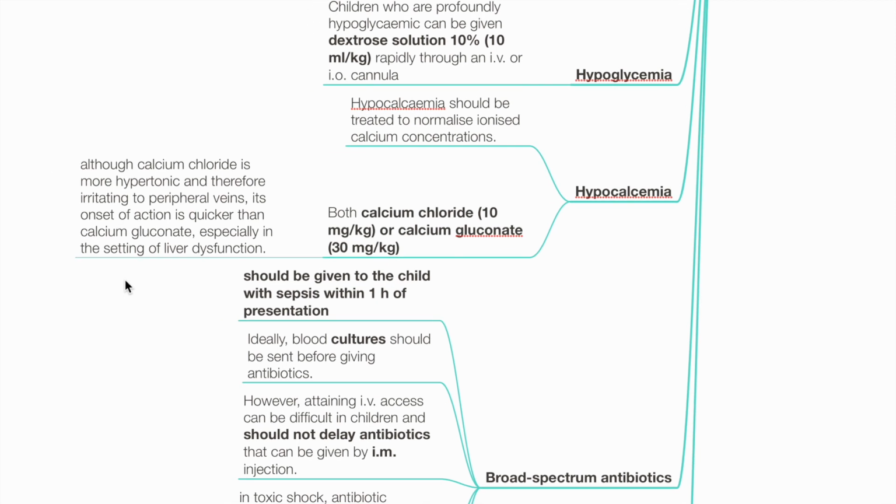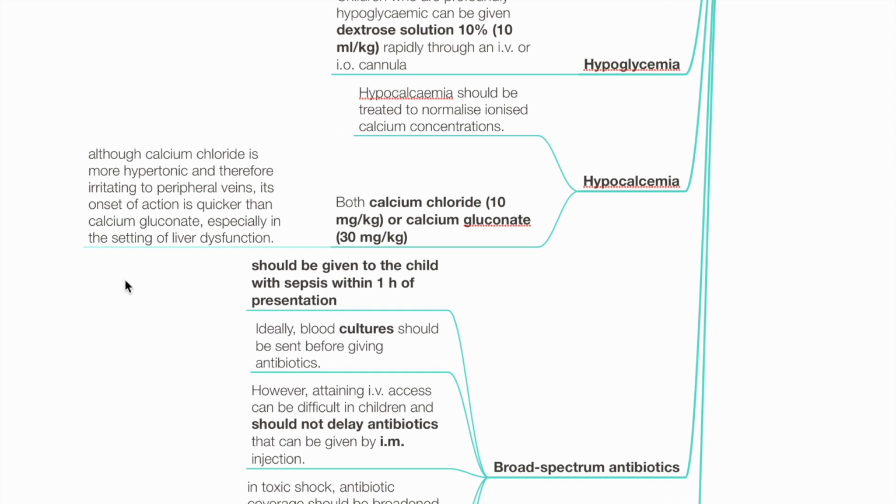Hypocalcemia should be treated to normalize ionized calcium concentrations with either calcium chloride 10 mg per kg or calcium gluconate 30 mg per kg. Although calcium chloride is more hypertonic, therefore irritating to peripheral veins, its onset of action is quicker than calcium gluconate, especially in the setting of liver dysfunction.